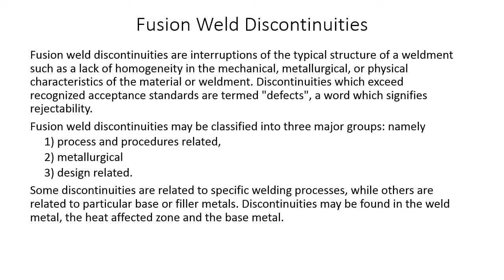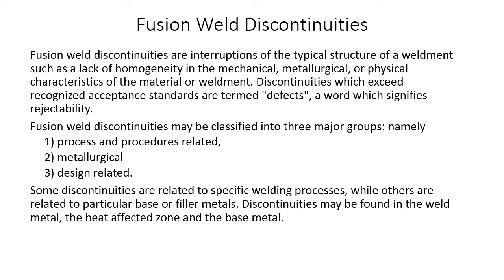Process and procedure related. For example, you're not going to get a slag inclusion on gas tungsten arc welding, or you shouldn't, because you shouldn't be using a slag in general, or a flux. Or you shouldn't have a tungsten inclusion in gas metal arc welding. There's no tungsten. Where did this tungsten magically come from? So certain processes have welding related discontinuities that are inherent in that process and that process alone.